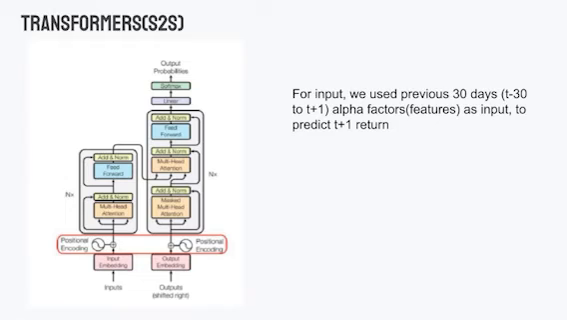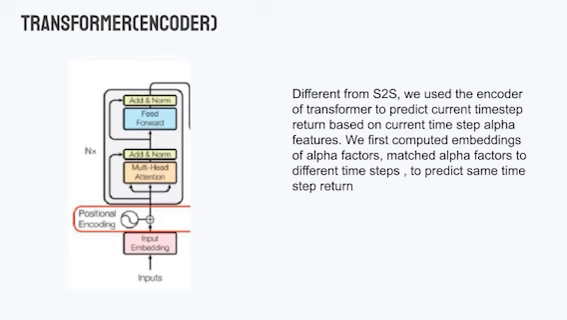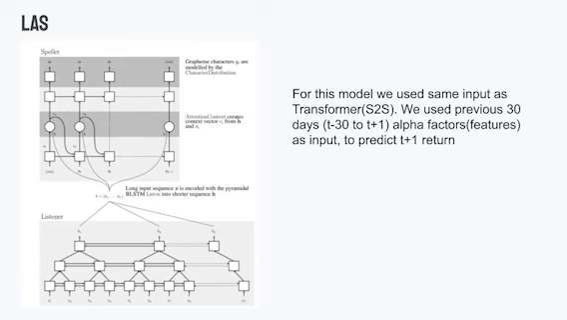So this is the transformer sequence-to-sequence model we used. For the input, we use the previous 30 days alpha factors as input to predict the t+1 day's return. This is the encoder of the transformer we used. Different from the sequence-to-sequence model, we use the encoder of the transformer to predict the current time step return based on the current time step alpha features. We first compute the embeddings of the alpha factors, match the alpha factors to different time steps, and predict the same time step return. So this is the last model.